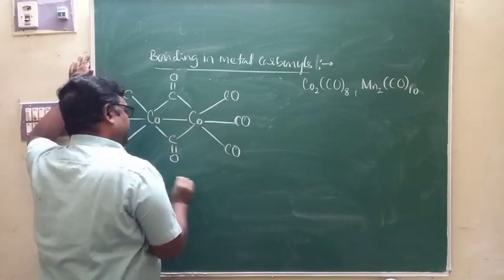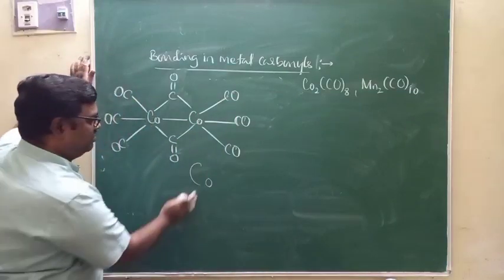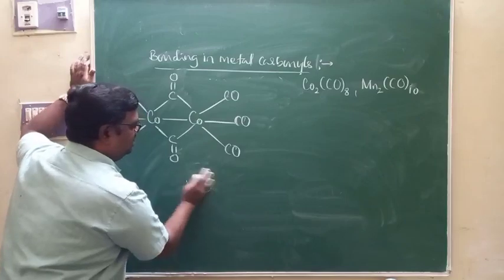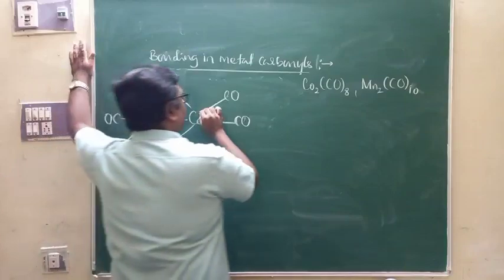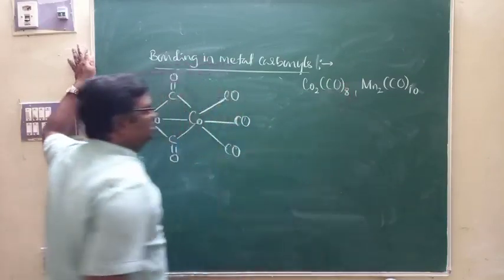For metal cobalt, only capital C small o should be written. Carbon monoxide is capital C capital O. This is what we call the structure of this particular compound. It is CO 2 times, CO 8 times.